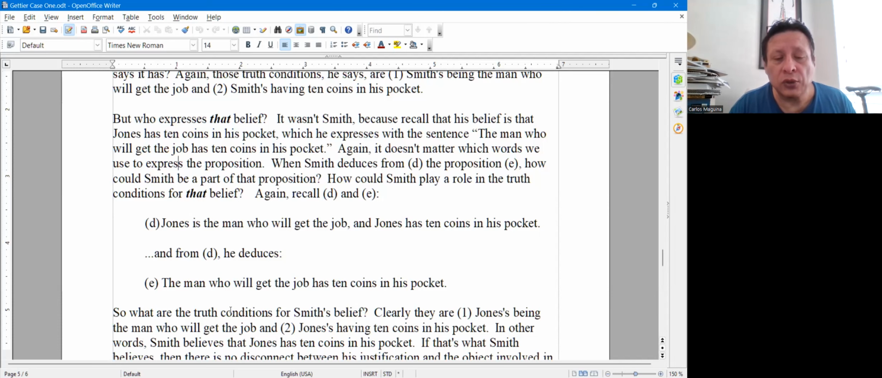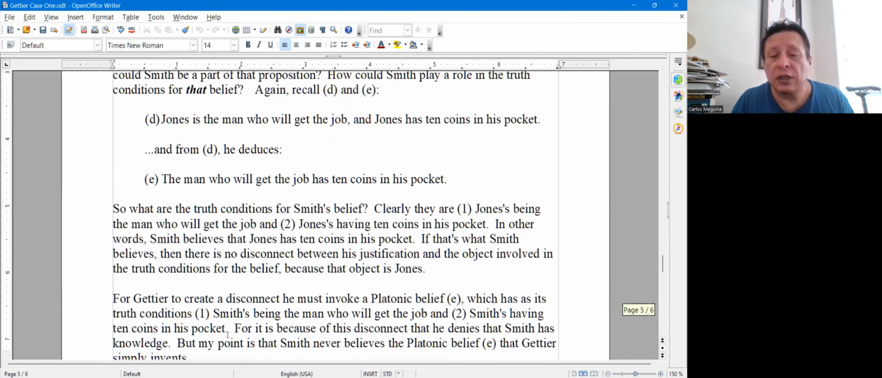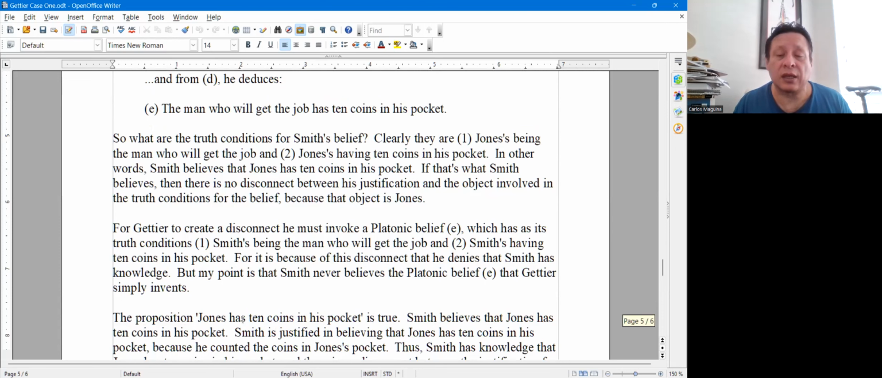Okay, so what are the truth conditions for Smith's belief? Clearly, they are: one, Jones being the man who will get the job, and two, Jones having 10 coins in his pocket. In other words, Smith believes that Jones has 10 coins in his pocket, as I already said. And if that's what Smith believes, then there is no disconnect between his justification and the object involved in the truth conditions for the belief, because that object is Jones, because his belief is that Jones has 10 coins in his pocket, right?